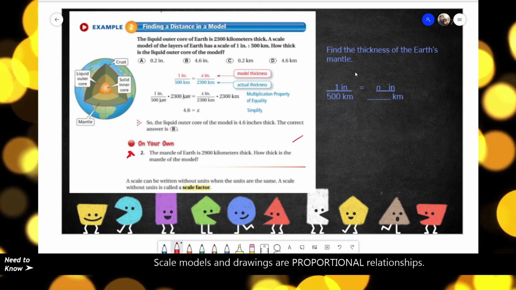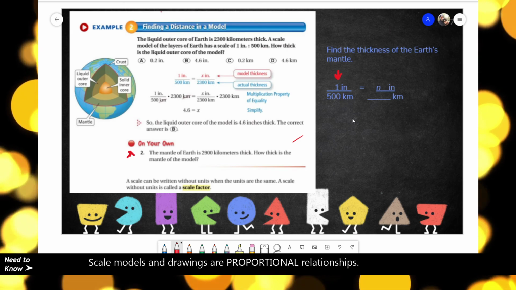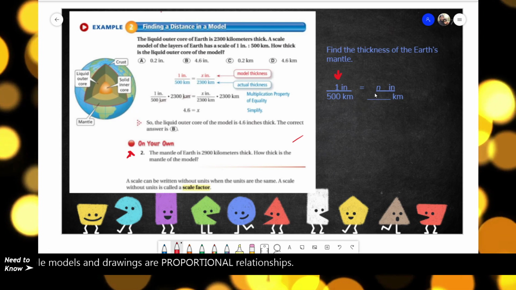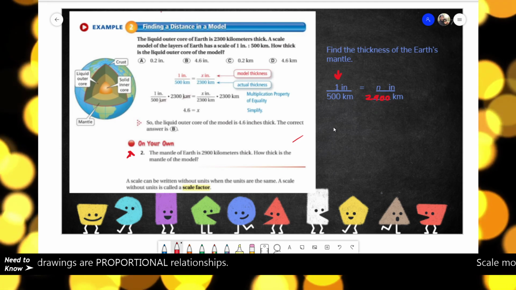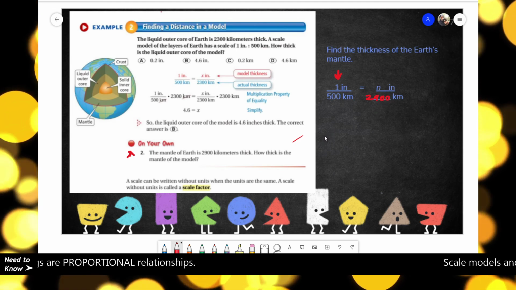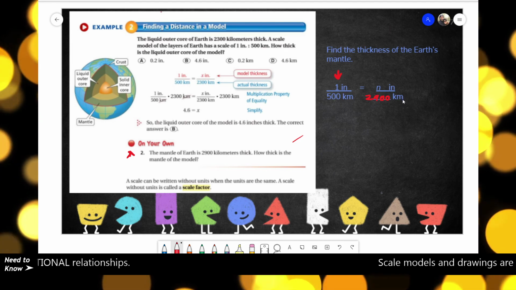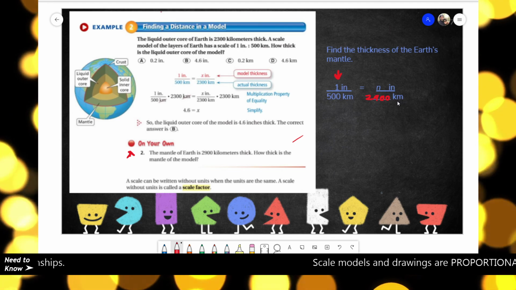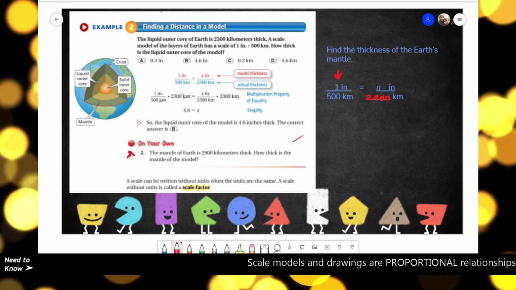So again, we're going to use that scale of the model, which is 1 inch to 500 kilometers. And we know that the thickness of the Earth's mantle in the real world is 2,900 kilometers. So I'm going to put 2,900 down here, and then I'm going to cross multiply and solve. So you're going to pause this video, go to your notes, fill in the 2,900 kilometers in the denominator, and then solve for how many inches thick that would be in the model. When you're done, come on back and keep playing the video.